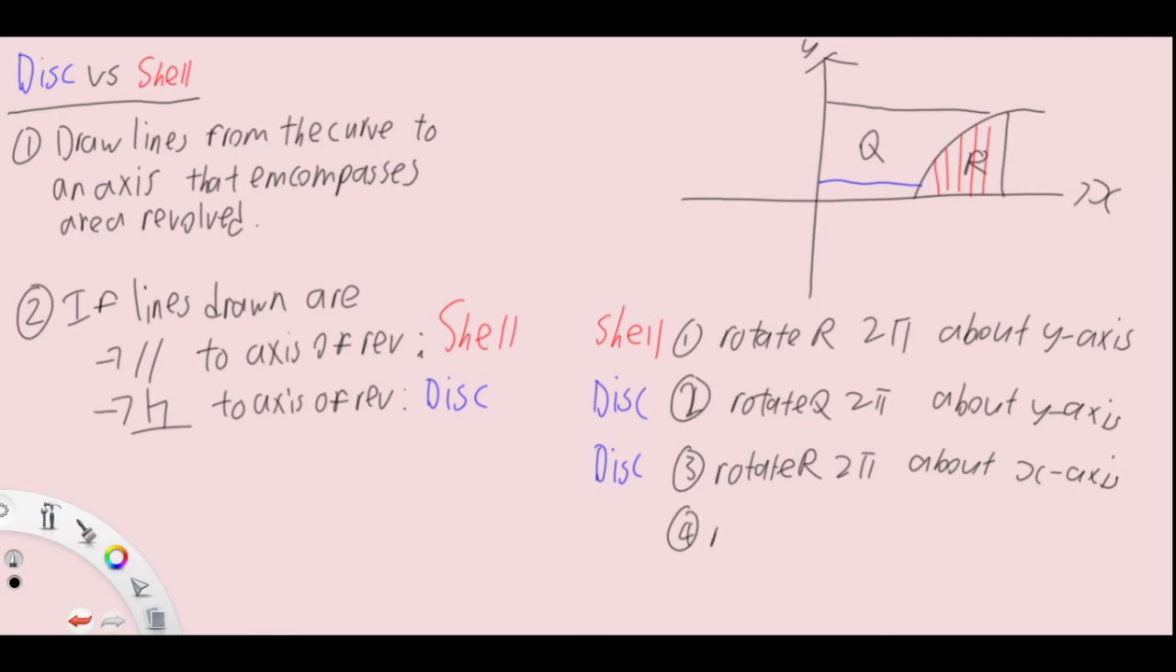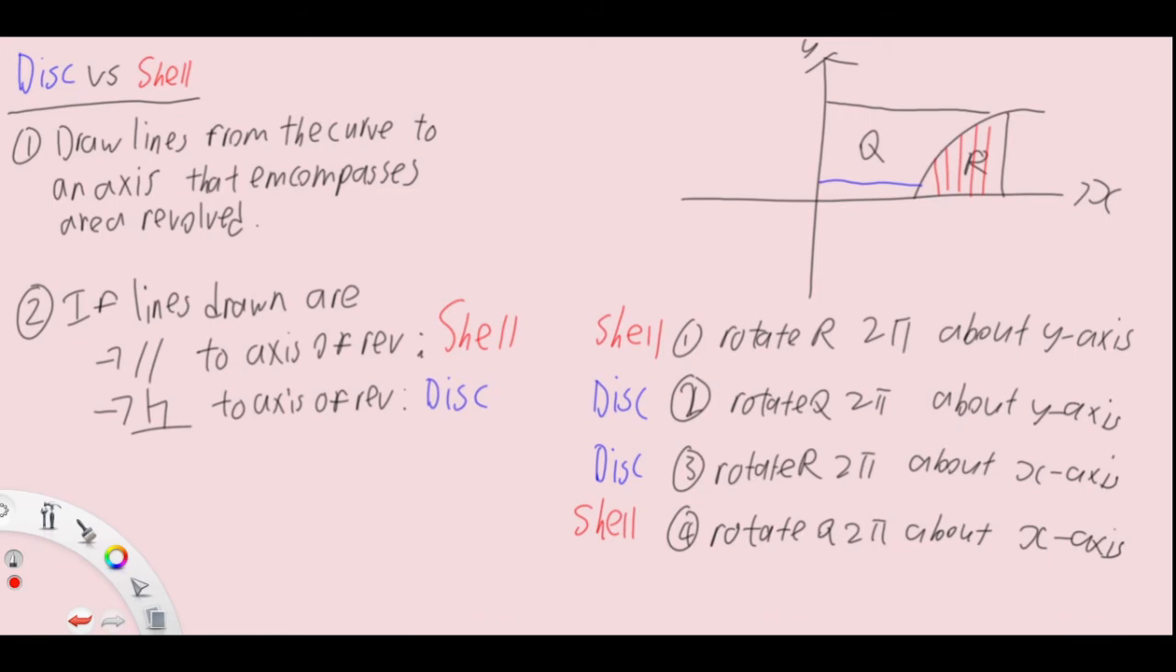Going to question number 4, we now rotate Q 2 pi about the x-axis. What we notice is that if you rotate Q 2 pi about the x-axis, the lines are parallel to the x-axis. Therefore, this will be the shell method. So this is one big way to figure out whether it's the disc method or the shell method.